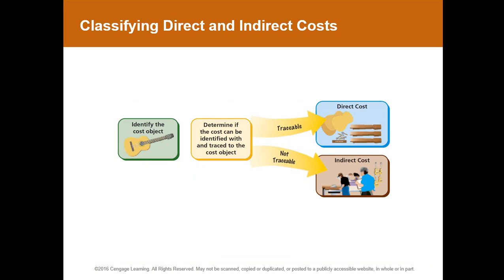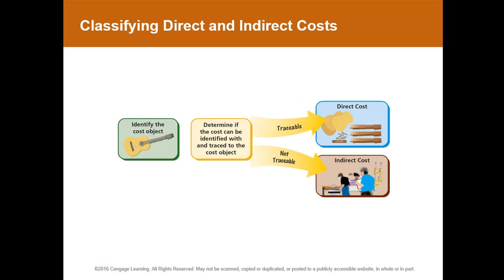So again, there's a little visual to help classify direct and indirect costs. We identify the costs. We know exactly we're paying for wood, we're paying for strings, we're paying for our supervisor to make sure we have enough staff. We probably have repair or janitorial staff to help make sure our facility is working properly.